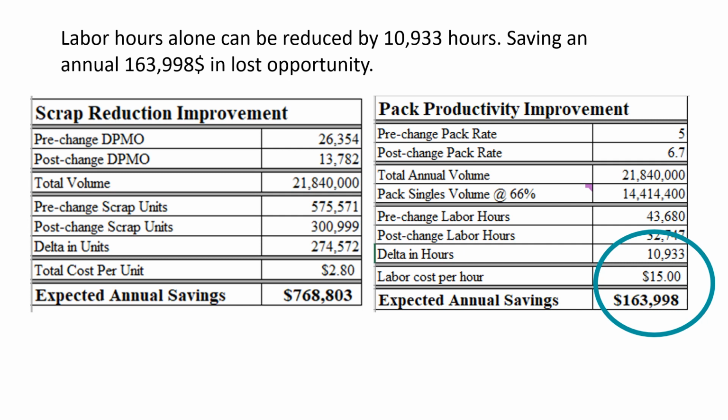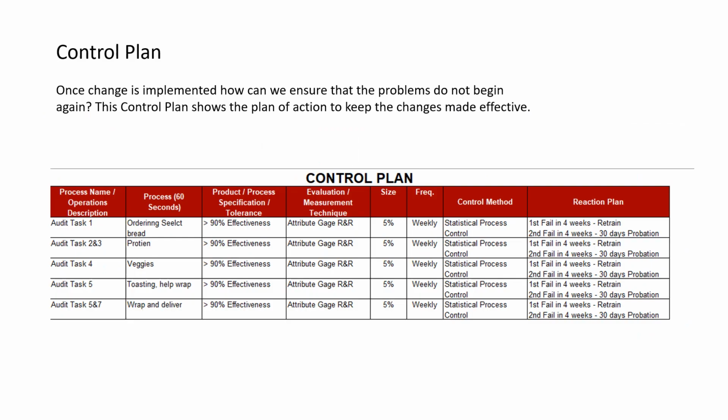So labor hours alone, if we remove the scrap food and we just look at just the labor hours, reducing from 12 to 9 and a TPH of 5 to 6.67, we are saving an annual $163,998 in lost opportunity. That alone will keep the sandwich shop probably in business.